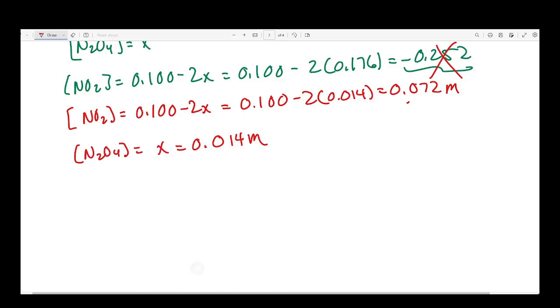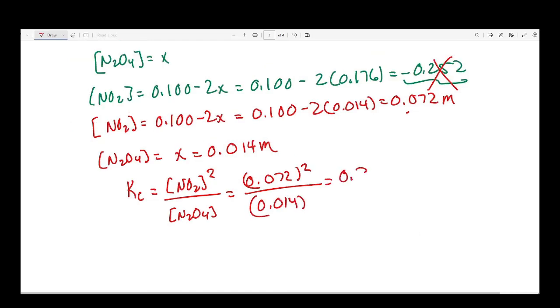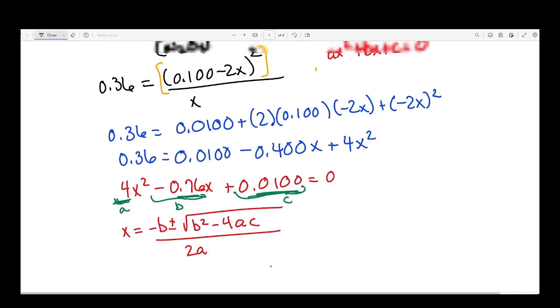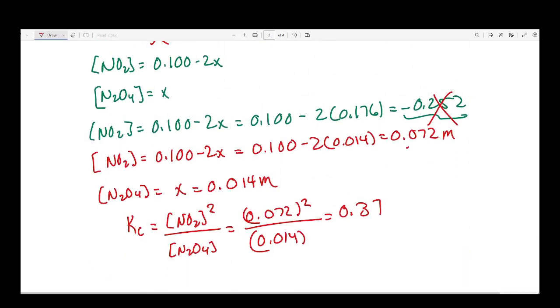Okay, so we can verify that we got the right answer because our K sub C is equal to NO2 squared over N2O4, so that's equal to 0.072 squared over 0.014, which is equal to 0.37, which is close to the expected value of K, which was 0.36, so we got the answer we expected. So that's how we solve this kind of problem. We'll work another one in the next video.